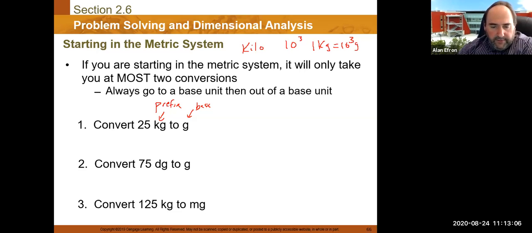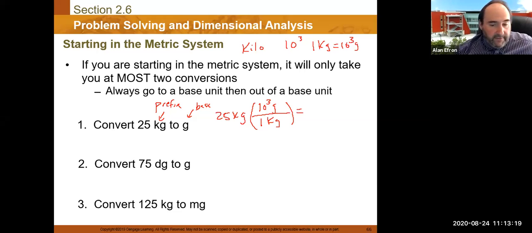So here we're going to start with 25 kilograms. We want to get rid of the kilograms, so we're going to put the kilograms on the bottom. 1 kilogram is 10 to the 3 grams, or 1,000 grams, right? And again, you could do 1,000 grams over a kilogram, same deal. Again, here, dimensional analysis, our kilograms are going to cancel. Grams are going to be left. So we're basically taking 25 times 1 times 10 to the 3. And if you do that, you will get 25,000 grams.